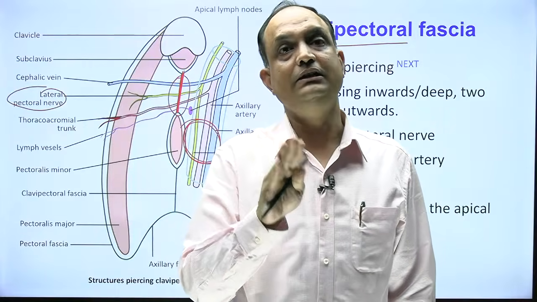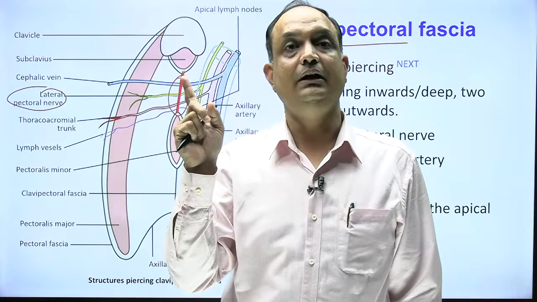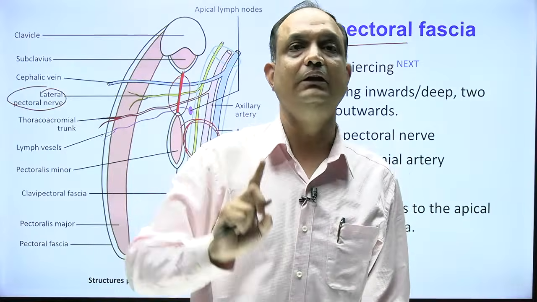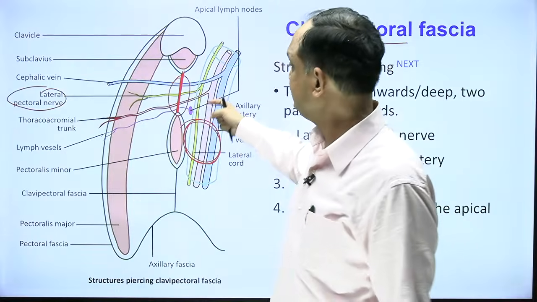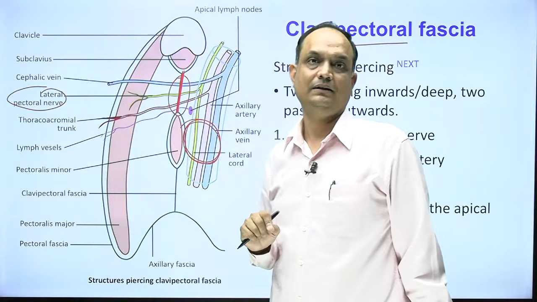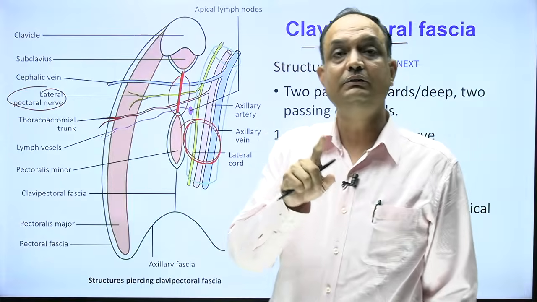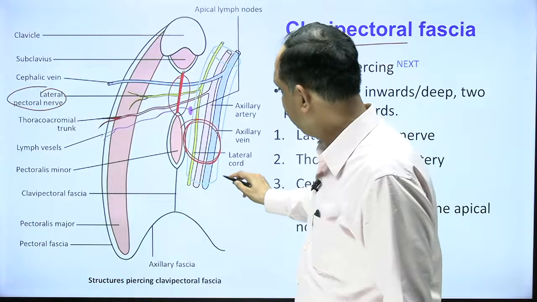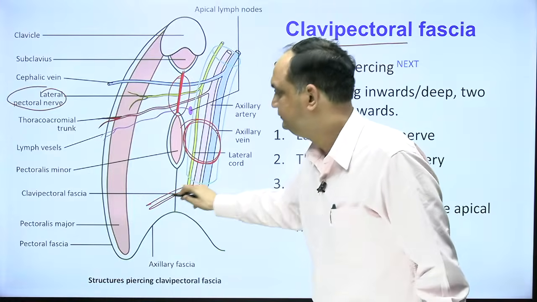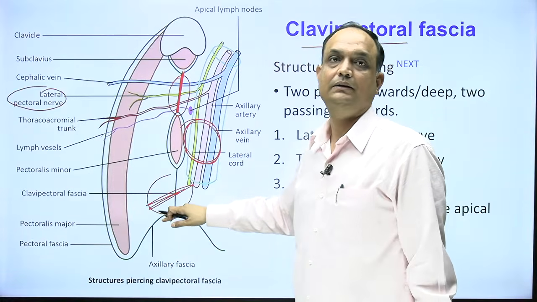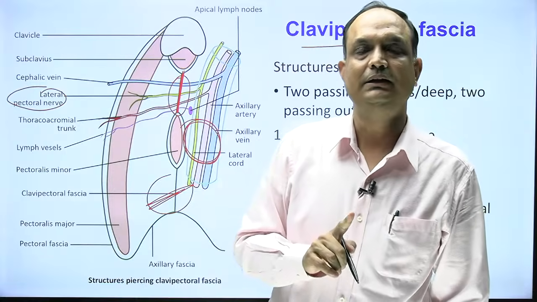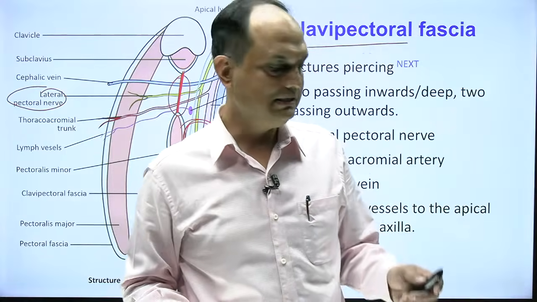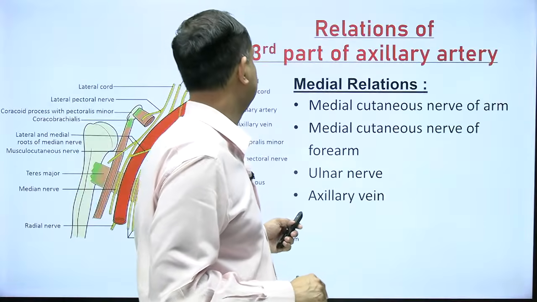So the lateral cord is lateral to the first part of the axillary artery. At that level itself it will give the lateral pectoral nerve, which is able to pierce this upper part. If the lateral pectoral nerve were related to the third part of the axillary artery, then it should come here, below the pectoralis minor. But it is not coming below the pectoralis minor, it is above the pectoralis minor. I hope you are able to understand this question.